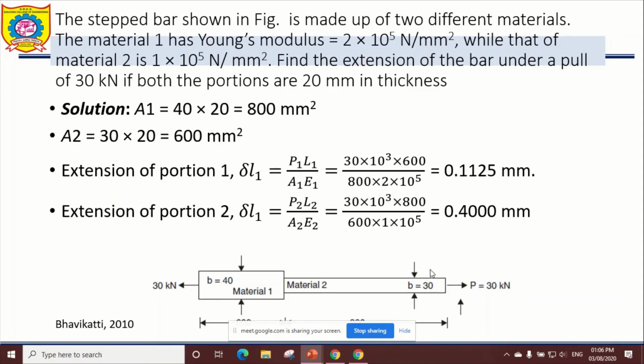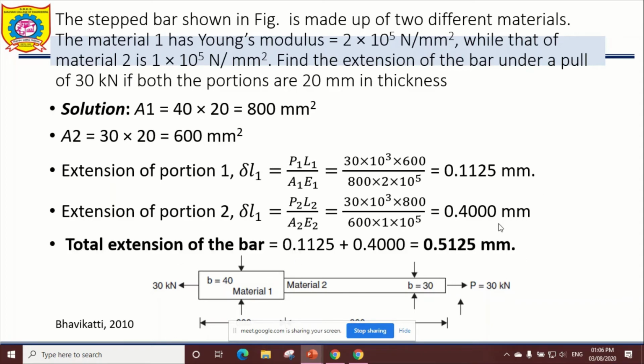So then, as both the parts are under tensile loading, we can add them. So total extension of the bar will be equal to delta L1 plus delta L2. So make the addition of both these extensions, and we can get the total extension of the bar. So that is 0.5125 millimeter. So in this way we can solve the numerical based on this, find out the deformation of the rod by using the formula PL upon A into E. This is the simple formula and we can use it to find out the deformation of part number 1.